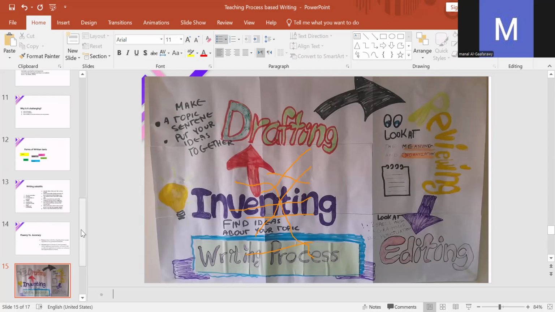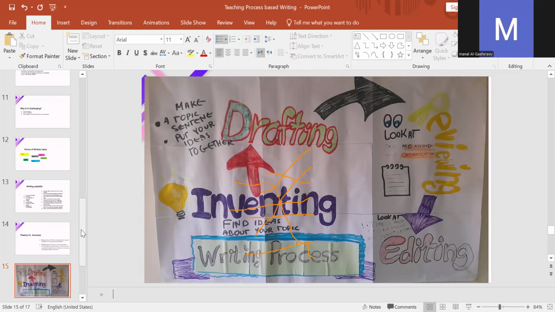Which aspect should I be focusing on, fluency or accuracy? If we consider the stage of inventing, I want students to come up with ideas. So here I'm not interested in accuracy at all. Don't touch on any grammar mistakes at that stage. Just let your students write down ideas in whichever way, no matter how many mistakes they made. Your purpose here is to help students put ideas to paper.